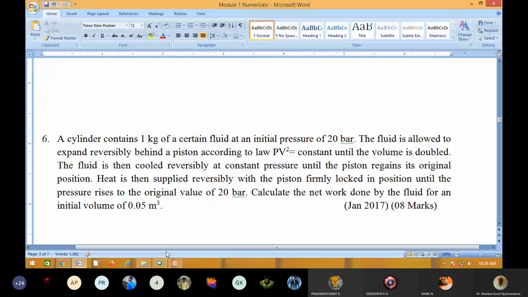P on y-axis, V on x-axis. Can you draw two axes like this? First, draw it. Do it. Are you able to do that? Yes, sir. Rakesh and Prashant. Who is this? Prashant.